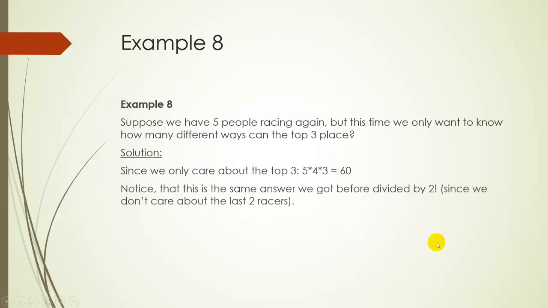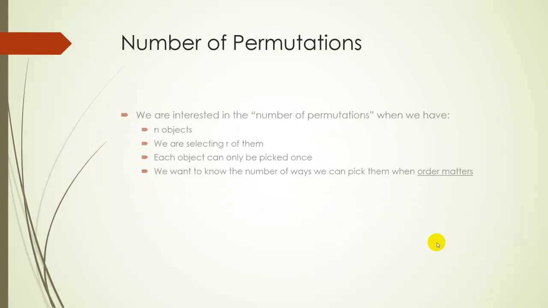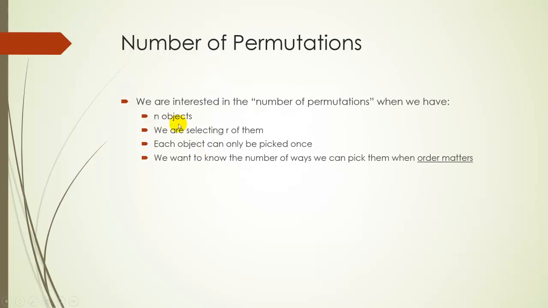So another way to look at this is you could just do 5 factorial and divide it by 2 factorial. Obviously, that's a little bit more complicated, but that can be helpful when we have large numbers to work with. So this is going to give us a new formula. This new formula is called number of permutations. So number of permutations is when you have n objects, so like 5 people. We're selecting only r of them, so we only care about the top 3 finishers, for example. Each object can only be picked once, and the most important thing is that order matters.